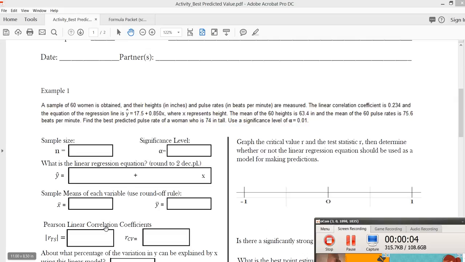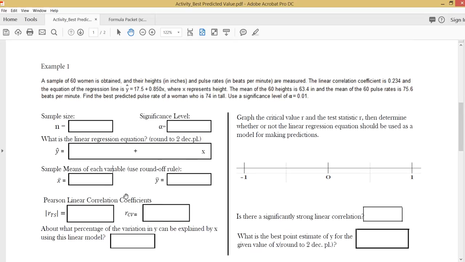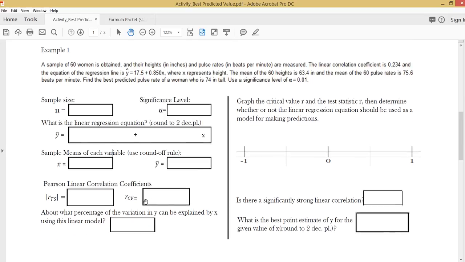I'm going to walk you through an example from 2.4, and this answer sheet is going to help us organize some values and try to interpret what they mean. So let's read the question first.